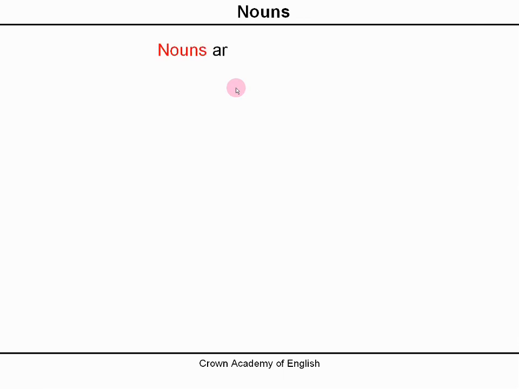Nouns. Well, nouns are words that name things. Okay, so if you just open your eyes and look around you at everything, the words for everything you see, they are nouns.